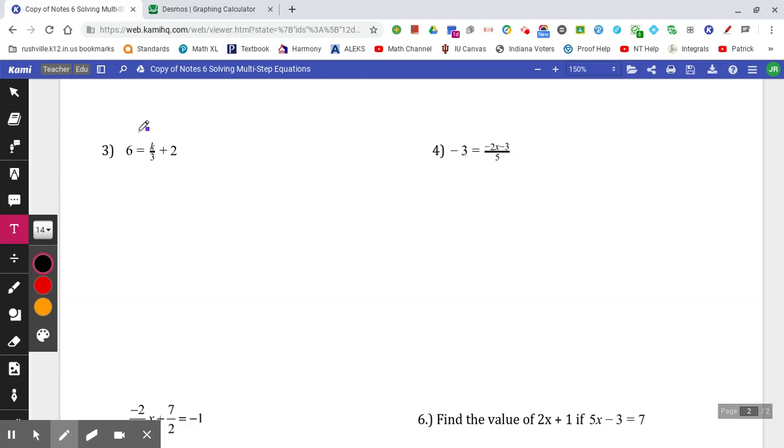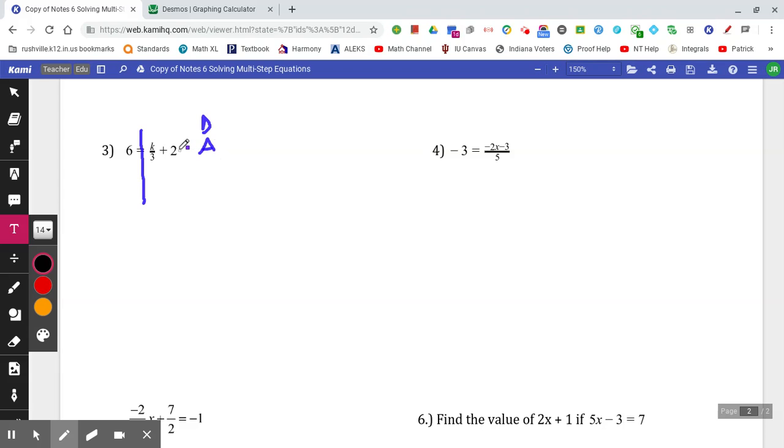For the next example, I find the equal sign. I split the left-hand side from the right-hand side. Left-hand side doesn't have anything that needs to simplify, neither does the right-hand side. But I notice that my variable is on the right-hand side. What am I doing to my variable? Well, I'm dividing it by 3, and I am adding 2.